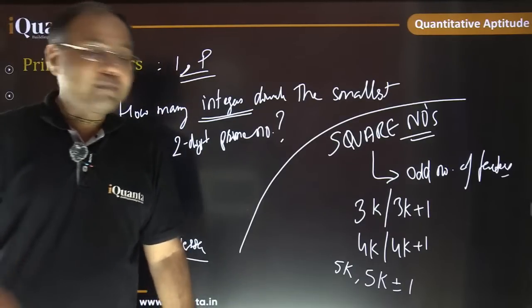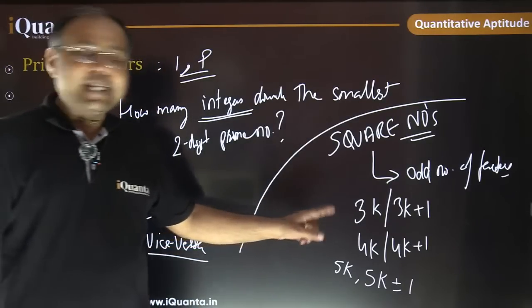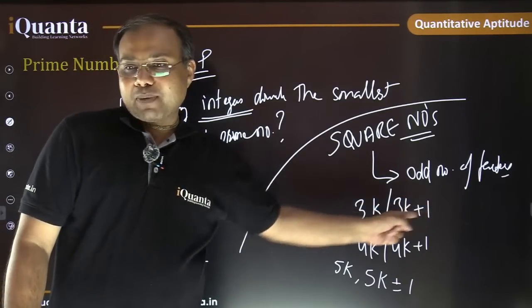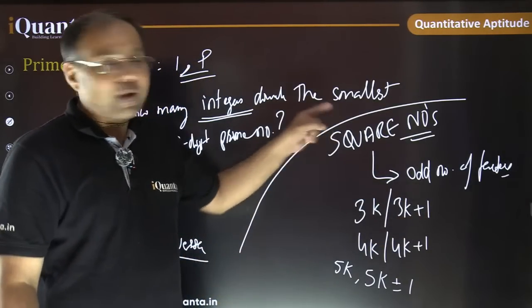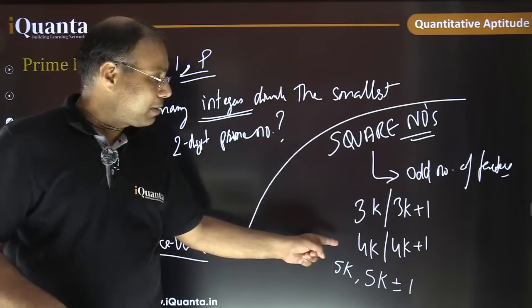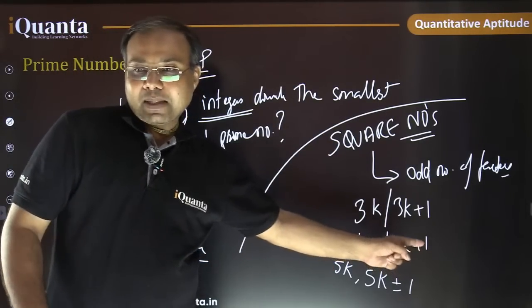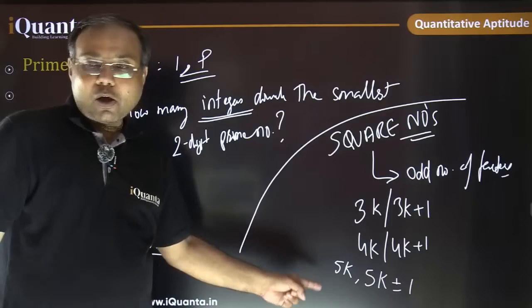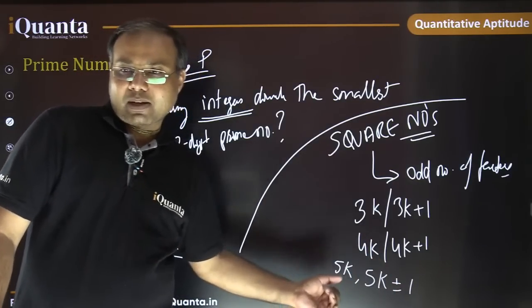A square number when divided by 3, either it is going to be divisible, that means 3k, or it is going to leave remainder 1, that means 3k plus 1. Same way, a square number when divided by 4, either it is going to be divisible if it is an even number, or it will leave a remainder 1. Same way, a square number when divided by 5, either it is going to be divisible or it will leave a remainder of plus 1 or minus 1, that is 4.